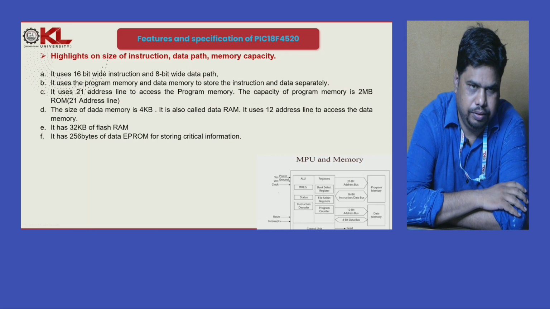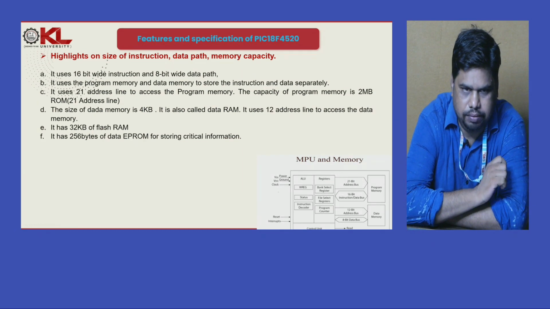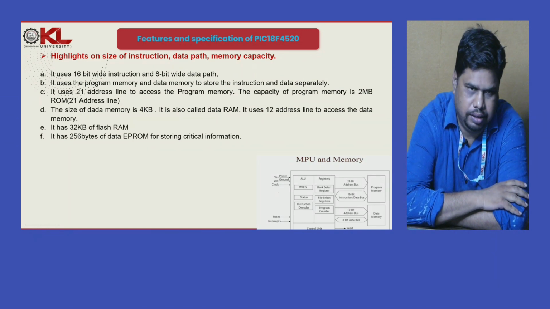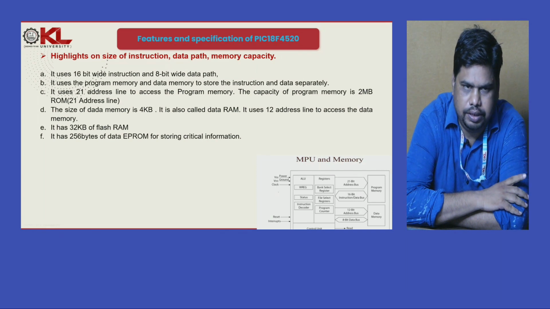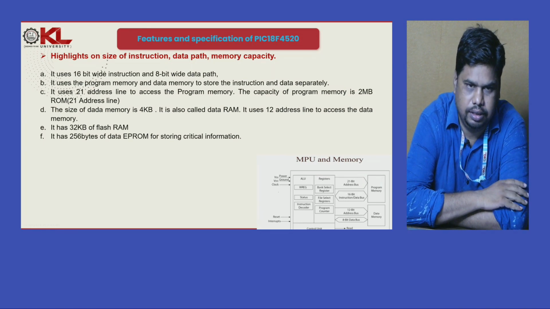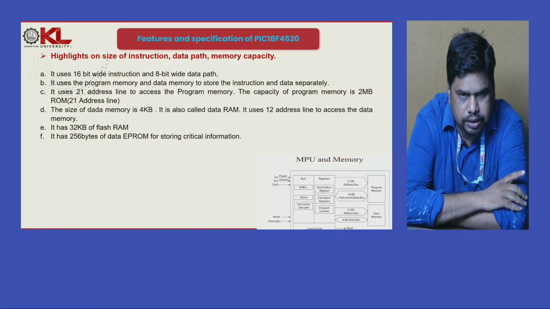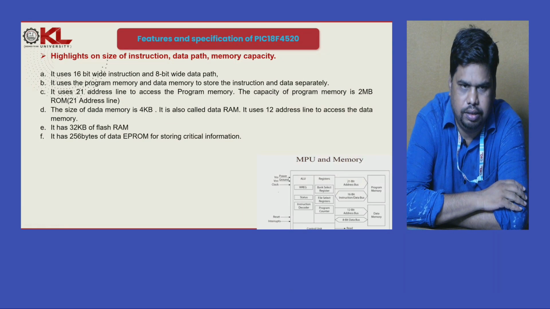Okay, so it will fetch instructions from the program memory, while the data comes from the data memory, because you know that it follows the Harvard architecture. If it is fetching a 16-bit wide instruction, 21 address lines are there to fetch the instruction. And 2 to the power 21 is 2 MB of ROM. So the capacity of ROM is 2 MB, while for fetching the data it uses 12 address lines.